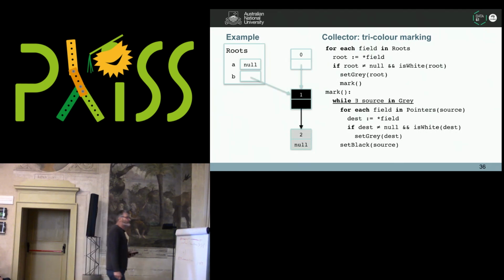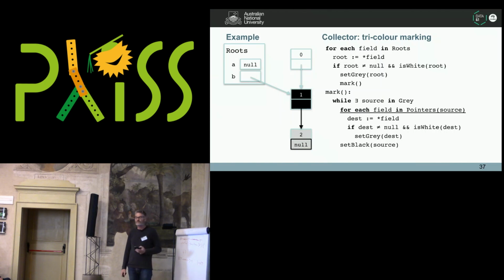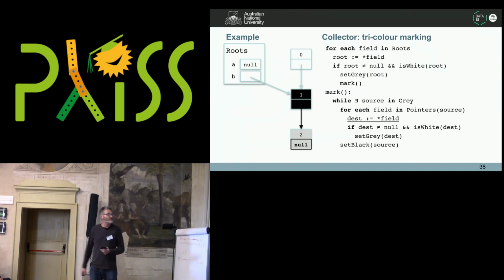We then go back and see if there are any more sources of gray in this heap at this point in time. And of course, there is that last object there. For each of the fields in that object, we're going to load the field. If it's not null, we're going to set the target to gray. But in this case, it's null, at which point we are done, and we can set that object to black.